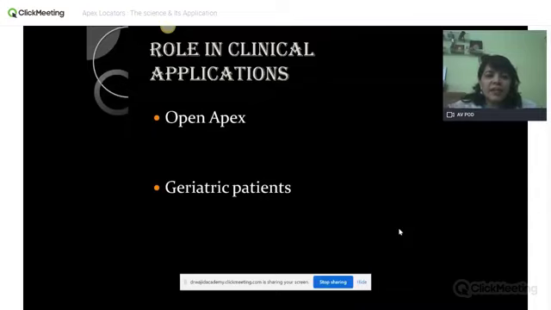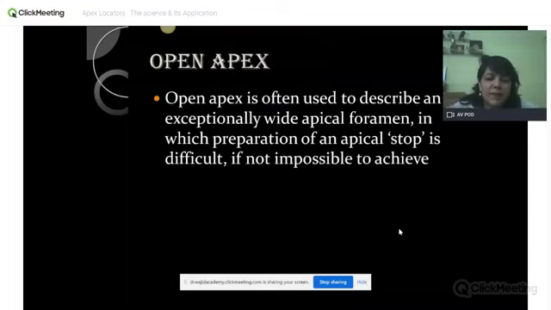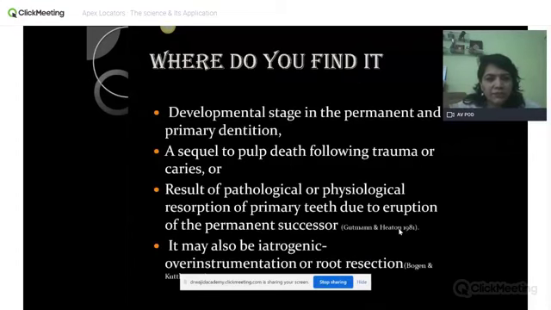Now let us try and see how we apply the electronic apex locator to determine working length in different clinical applications, just to get an idea how to use it. Let us take the situation of an open apex. First of all, we have to know what is an open apex. It is often used to describe an exceptionally wide foramen in which the preparation of an apical stop is difficult, if not impossible, to achieve.